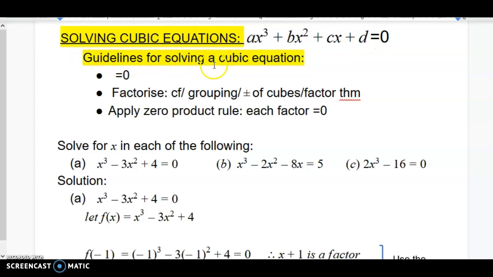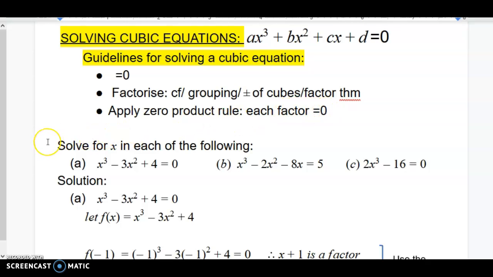So, guidelines for solving cubic equations. Firstly, make sure it's equal to 0. Write it in standard form. And then we're going to factorize. You either use the common factor, and that's obviously the easiest one if it's possible, grouping, sum or difference of cubes, and then the factor theorem, which we did yesterday. And then you apply the zero product rule, which basically means each factor can be 0.